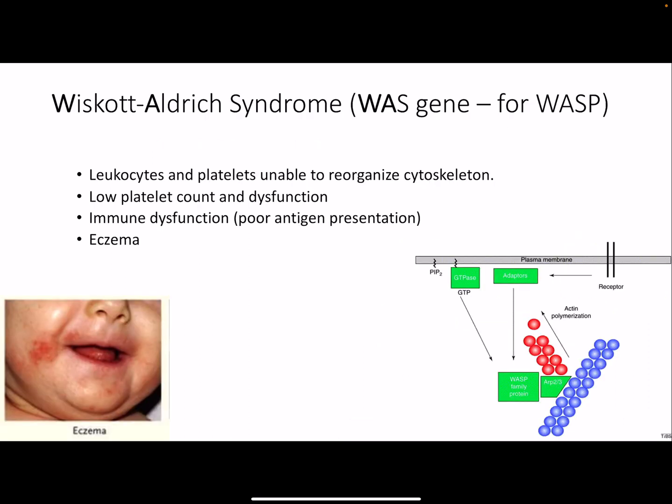Wiskott-Aldrich syndrome. So this is the WAS gene. The WAS gene is necessary for the actin cytoskeleton to function. We saw this with the immune system module. This causes the leukocytes, again like I said, to be unable to reorganize their cytoskeleton, which has various effects. Low platelet count and dysfunction. Also, the MHC and the antigen presentation doesn't work, and it causes eczema. So that's kind of a weird assembly of symptoms. That one's probably not particularly important.